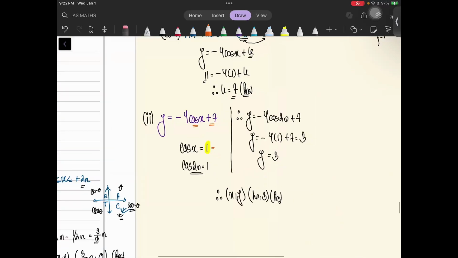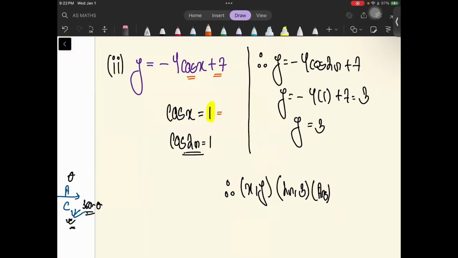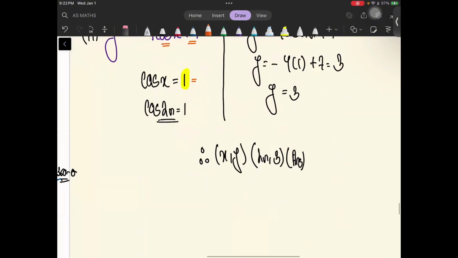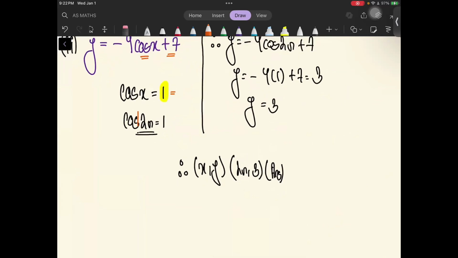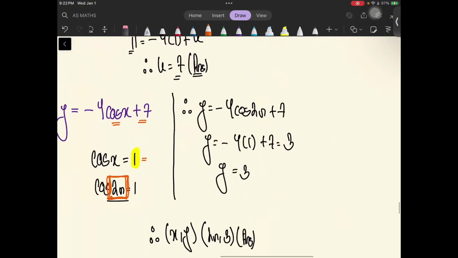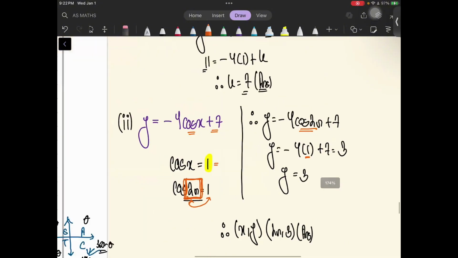So what is 1? Cos 2 pi, or cos 360, is equal to 1. So from here you can get the x value to be 2 pi. You put this x value in the y equation, and cos 2 pi is going to be equal to 1 as shown here. So y equals 3. Done.